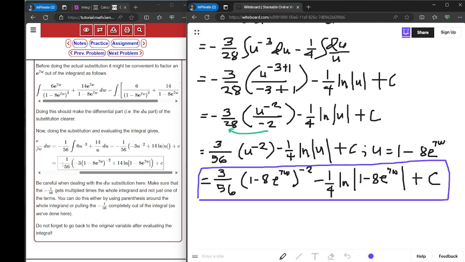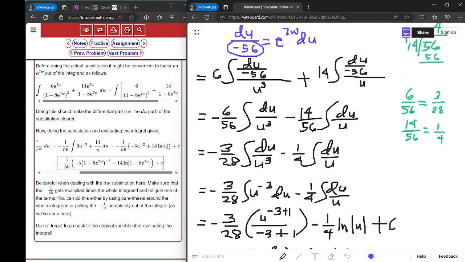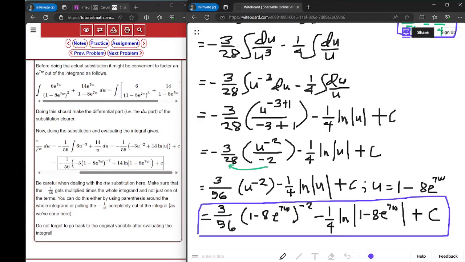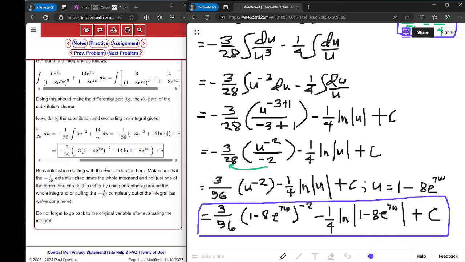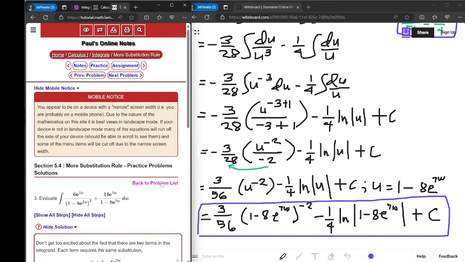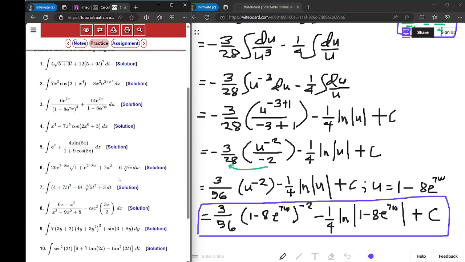If we multiply negative 3 and negative 1 over 56, the result is positive 3 over 56. If we multiply this negative 1 over 56 to positive 14 over 56, the result is 1 over 4. If you check this, 14 over 56 is just 1/4, which means we have the same answer as Paul, and our solution is correct.